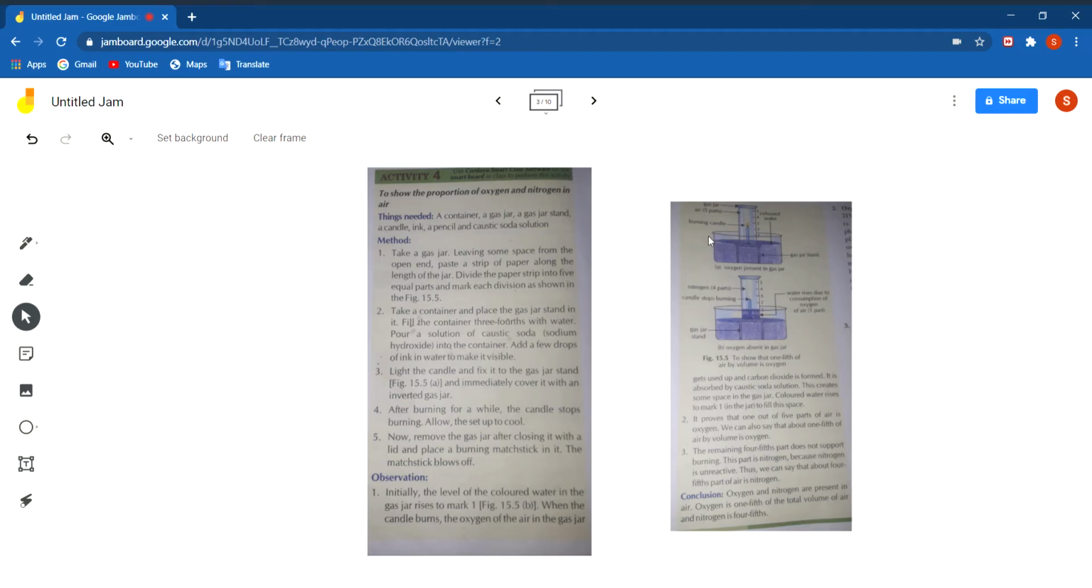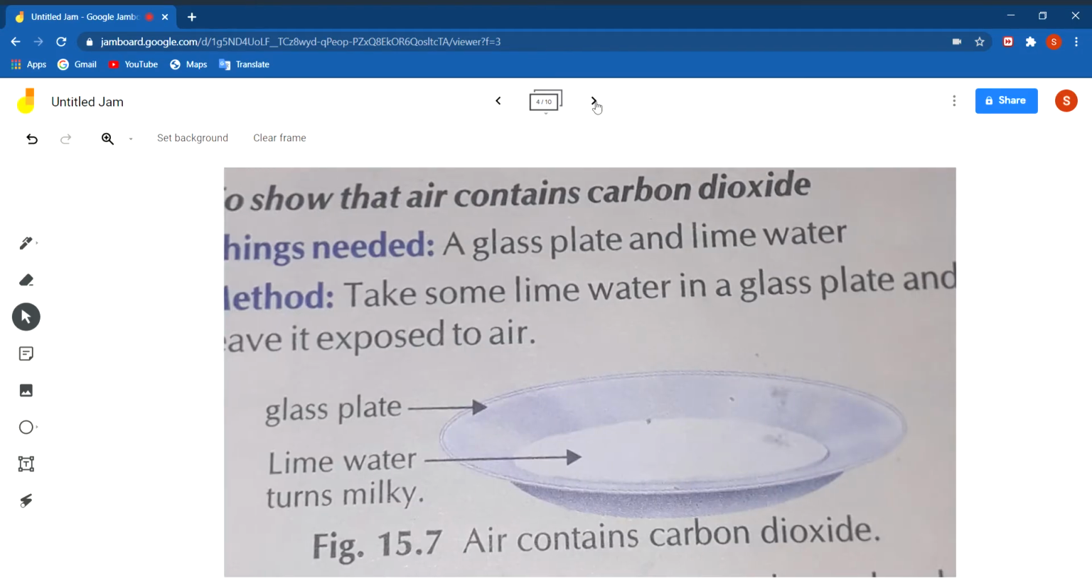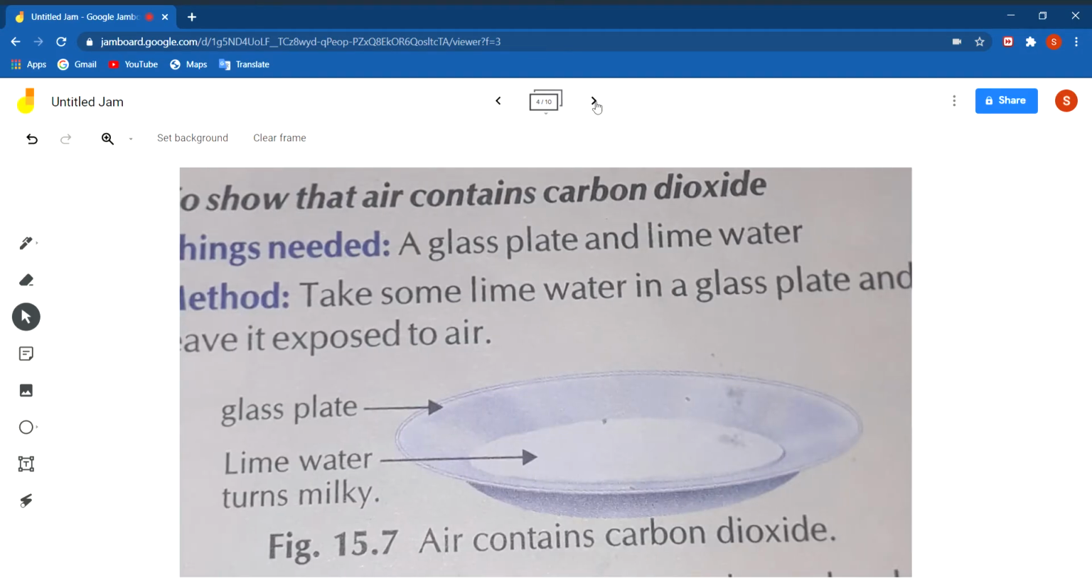Now the third activity is to show that air contains carbon dioxide. For this we need only some lime water.